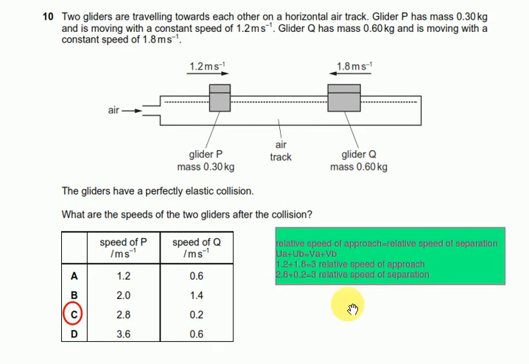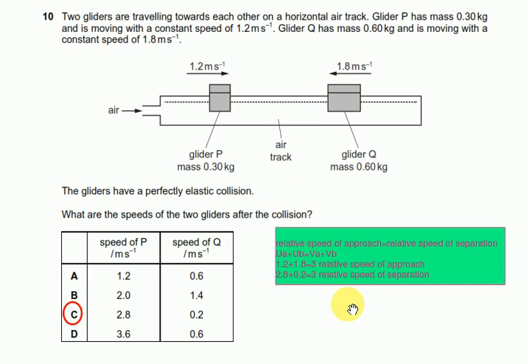Question number 10 says two gliders are traveling towards each other on a horizontal air track. Glider P has mass 0.3 kg and is moving with constant speed of 1.2 meters per second. Glider Q has mass 0.6 kg and is moving with a constant speed of 1.8 meters per second. The gliders have a perfectly elastic collision. What are the speeds of the two gliders after the collision?